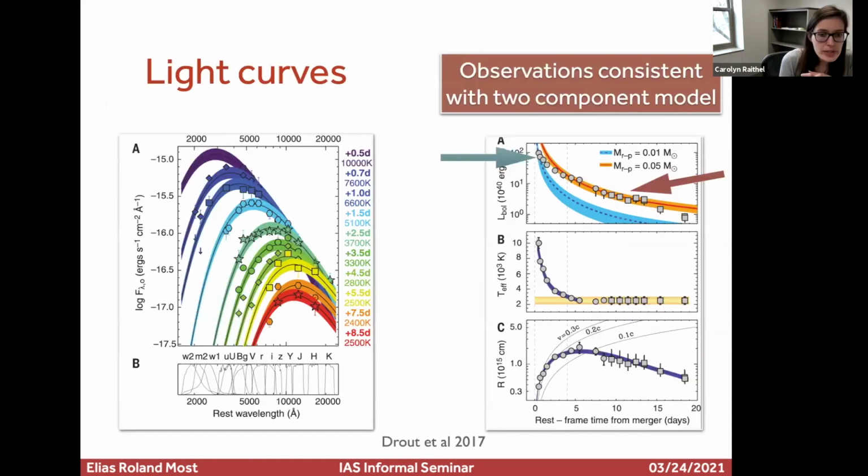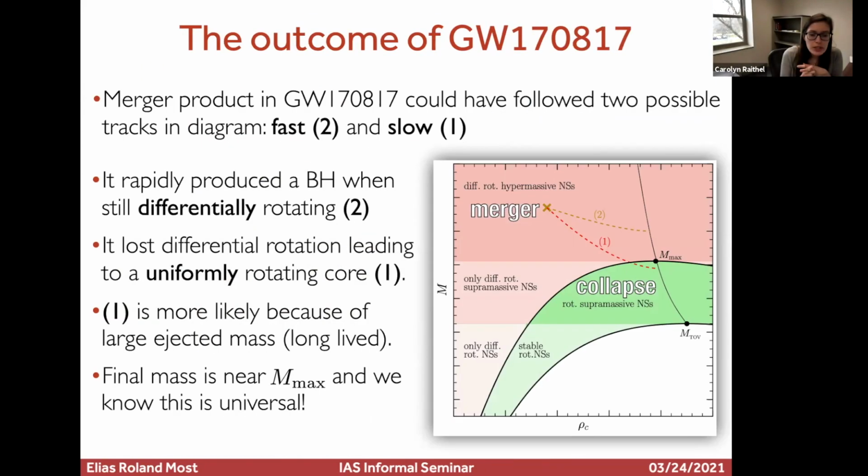Can I also ask a question? Sure. Before we move on? When you're saying that path 1 is more likely than path 2, that relies on the EM counterpart. How sensitive is that? I mean, how unlikely is path 2?